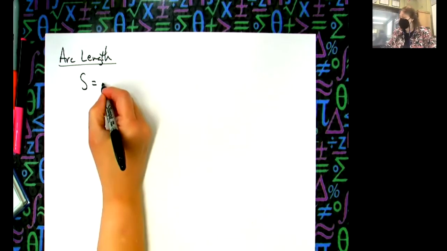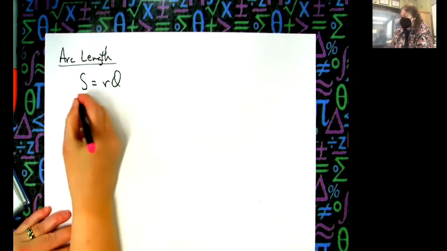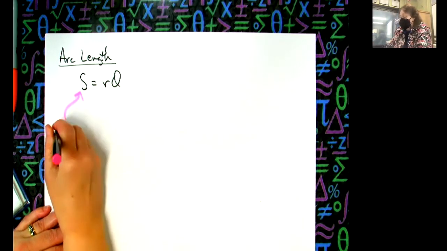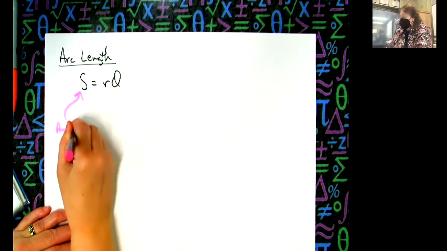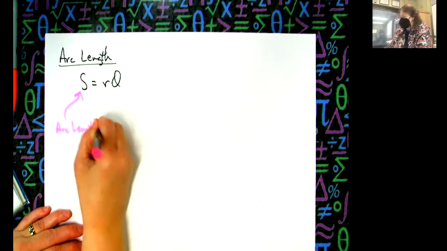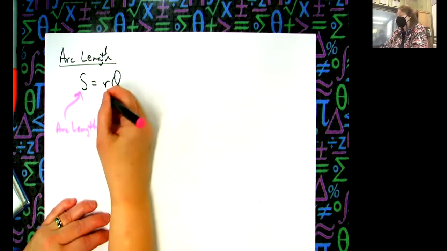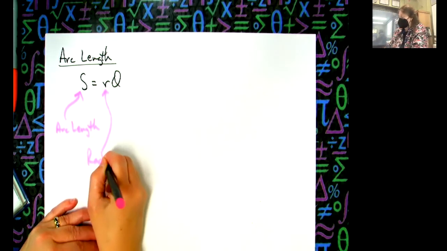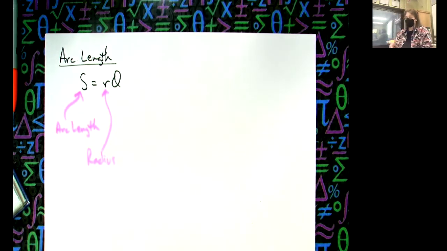S equals R times theta. And then we're going to label some of this stuff. All right, the S, even though it's an S, doesn't always make sense. That really is the arc length. So they let S denote arc length. R, like always, is radius. So at least that's familiar.